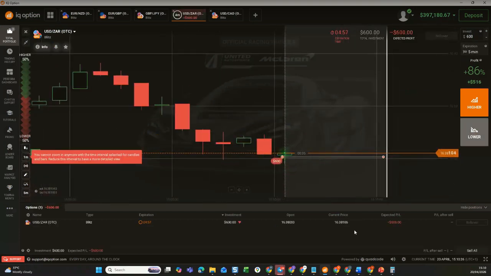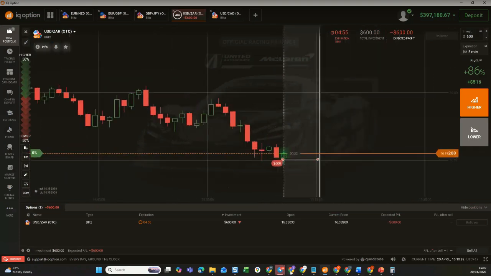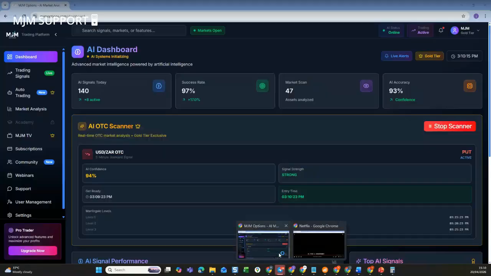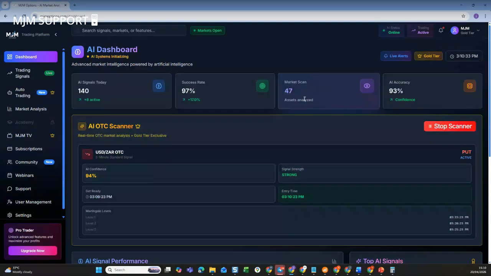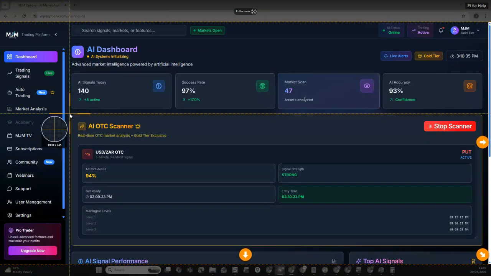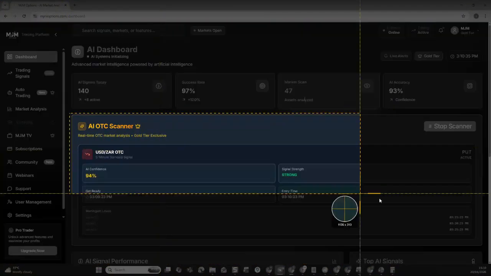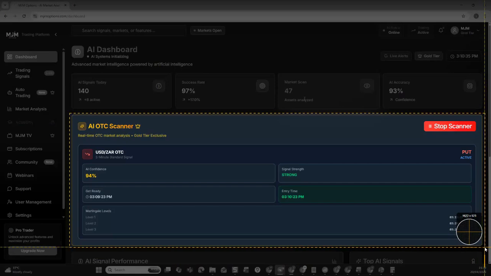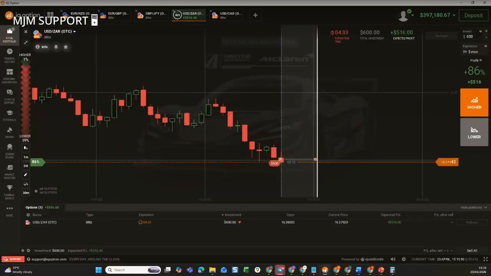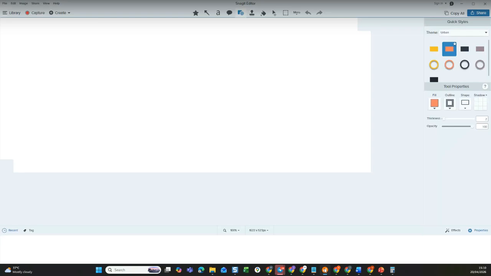So now, what I just basically did, I just took a signal using the AI. The AI generated me the signal. So let me do a screenshot so I can reference this for later. The AI generated me a signal, and I took the signal. Okay, so this is basically how it works.